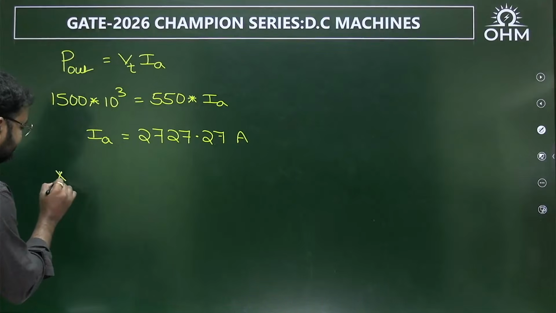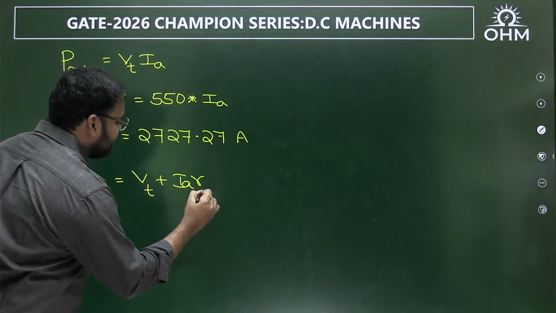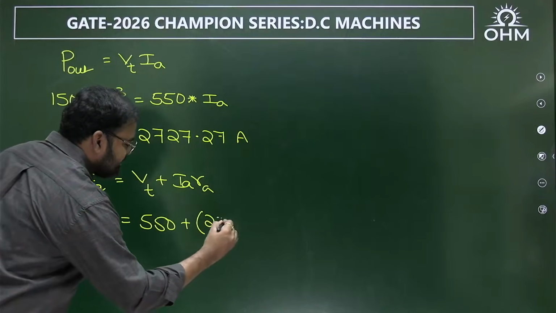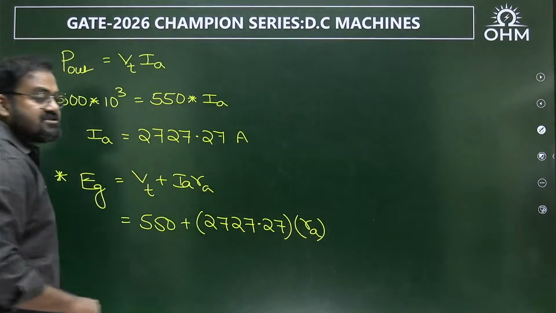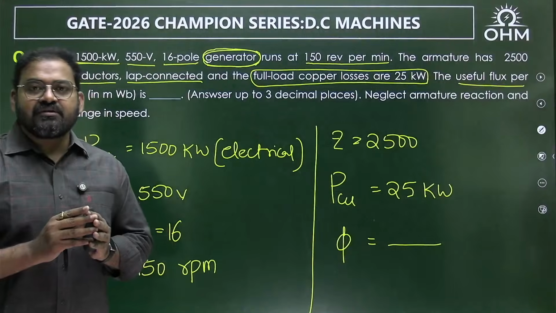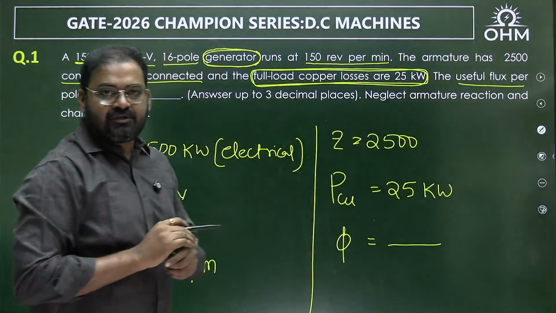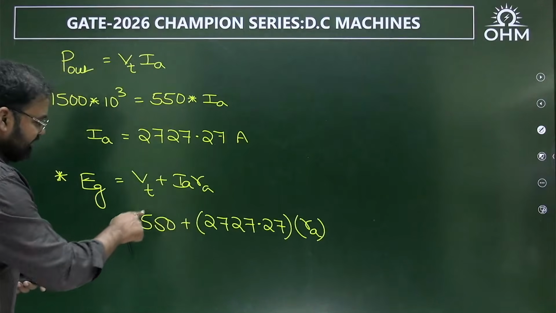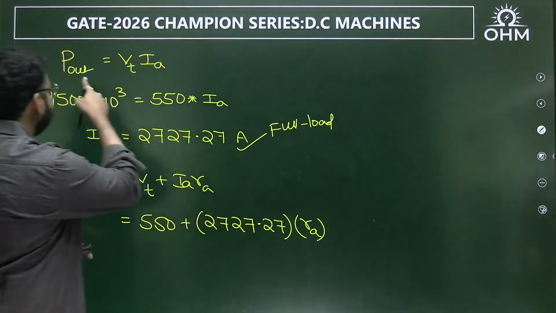What is the formula for EG? We all know EG is equal to Vt plus Ia Ra. So Vt was 550 plus armature current was 2727.27, but I don't know the armature resistance value. The resistance value was not given in the question. Even though it was not given, some related information was given, that is copper loss. How much is that? 25 kilowatt, that too at full load. Remember, this current I found is a full load current only. How do I know? Because this power is a full load power.